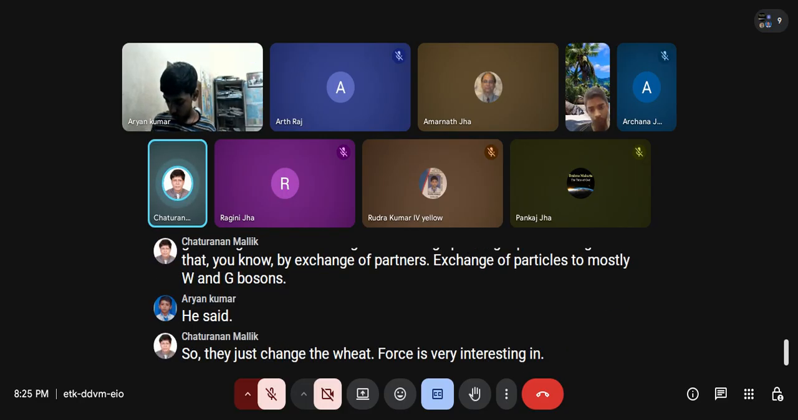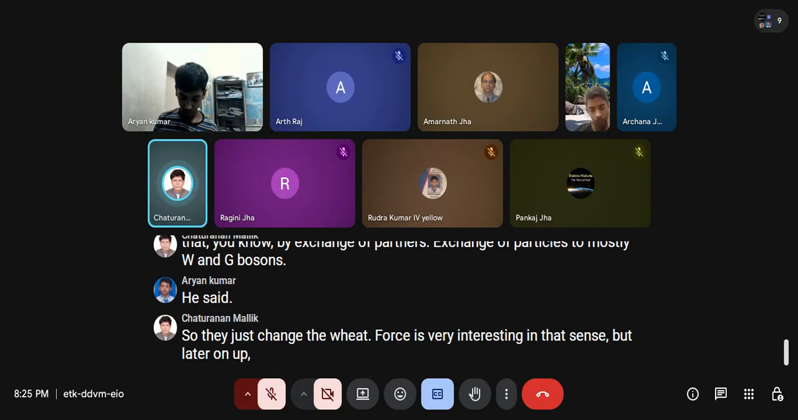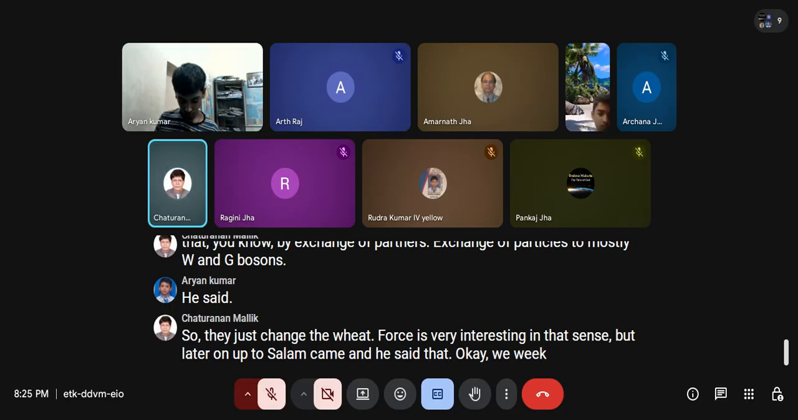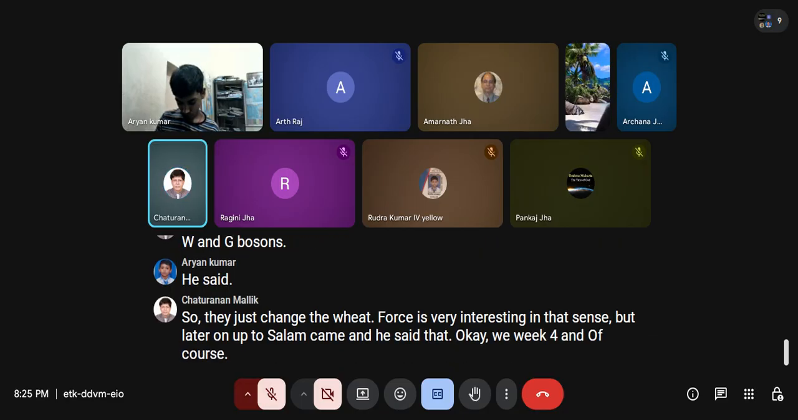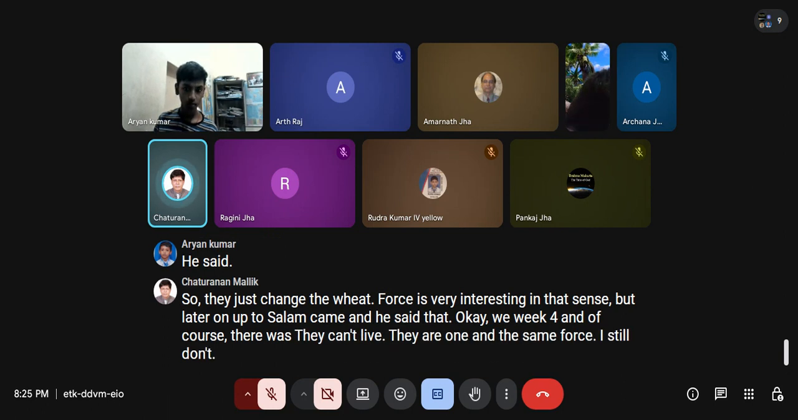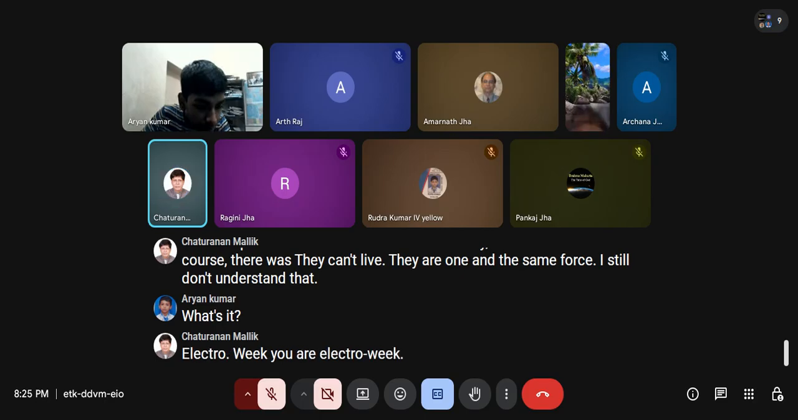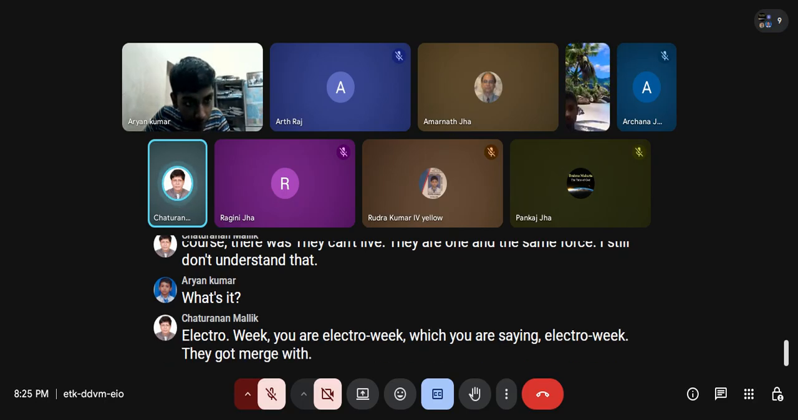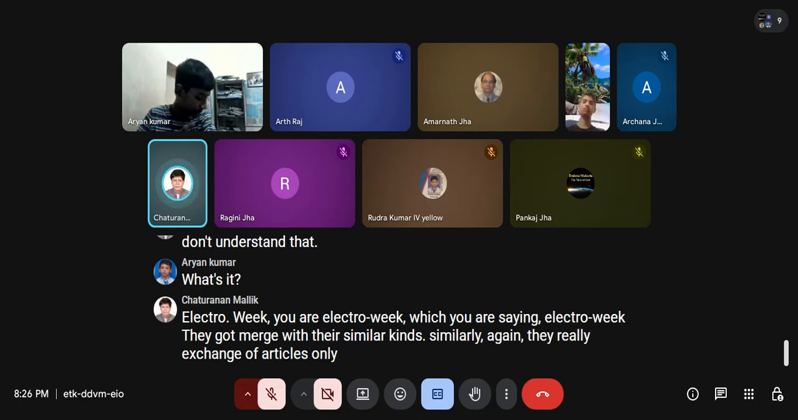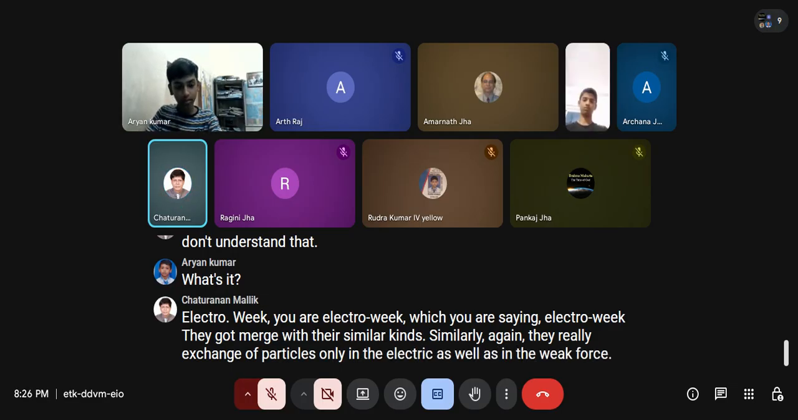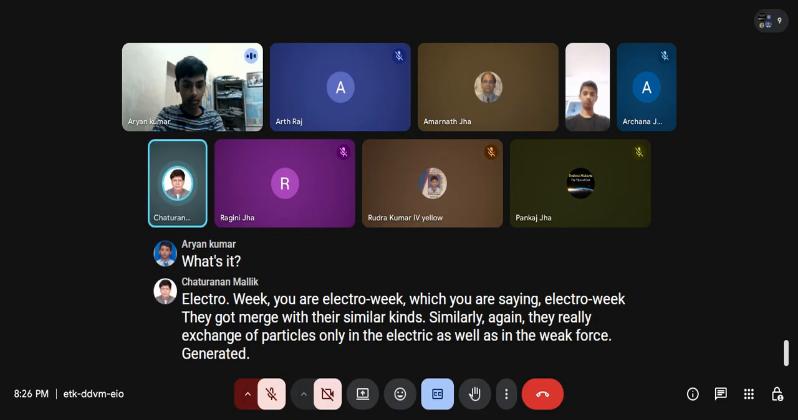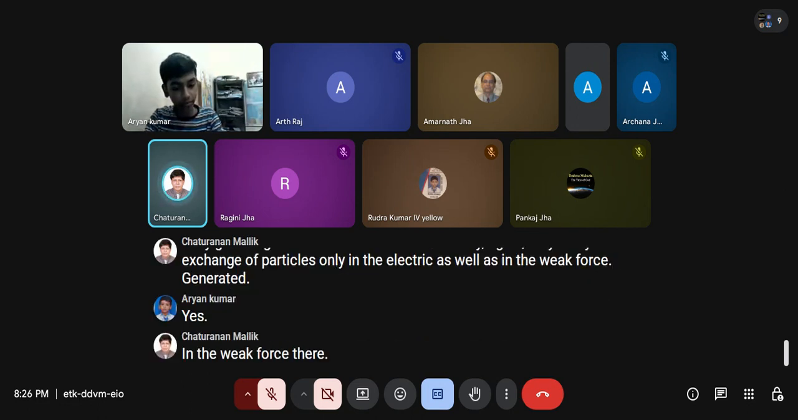So weak force is very interesting in that sense. But later on, Abdus Salam came and he said that okay, weak force and electric force, they are one. They are one and the same force. I still don't understand that. What, sir? Electroweak, which you are saying, they got merged. Means they are similar kind of things. Similar in the sense that again there is the exchange of particles in the electric as well as in the weak force. In the electric force a field is generated. In the weak force there is exchange of particles.